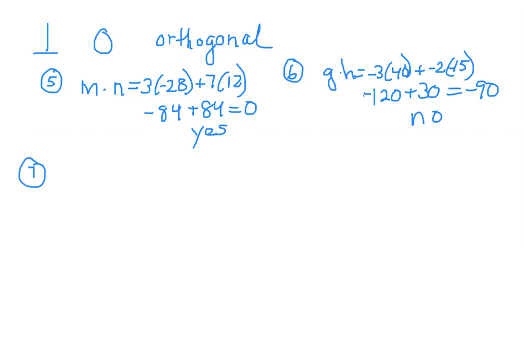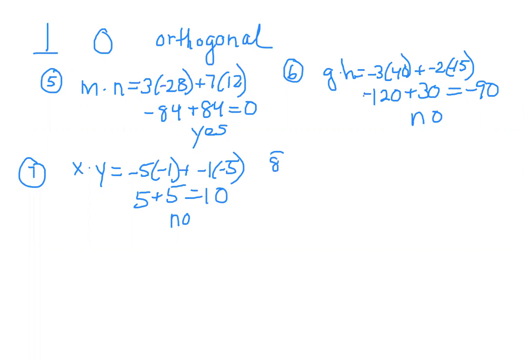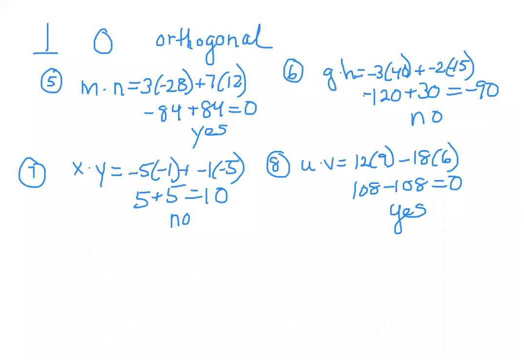Number 7, X dot Y, is -5 times -1 plus -1 times -5, which equals 5 plus 5, which equals 10. No, they are not orthogonal. And number 8, U dot V, is 12 times 9 minus 18 times 6, and that is 108 minus 108, which is 0. So yes, they are orthogonal.